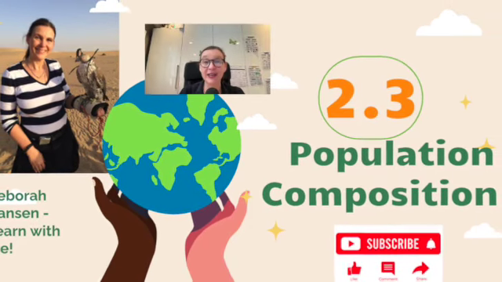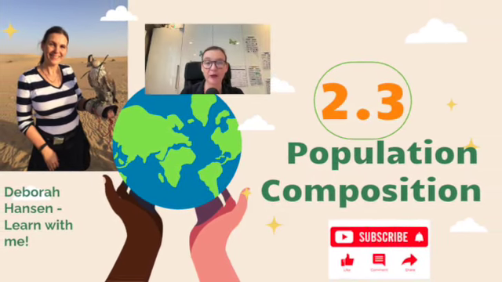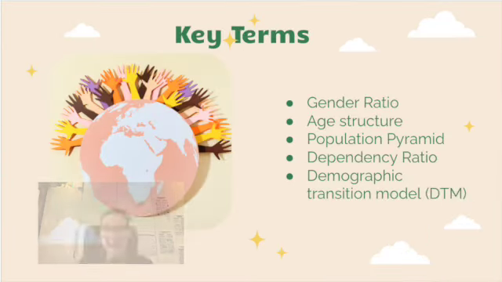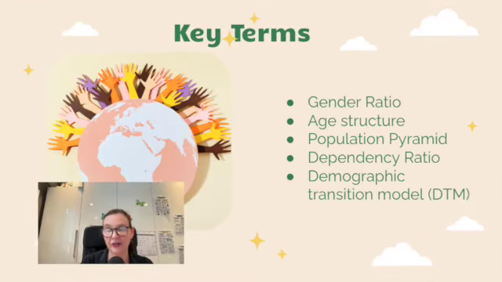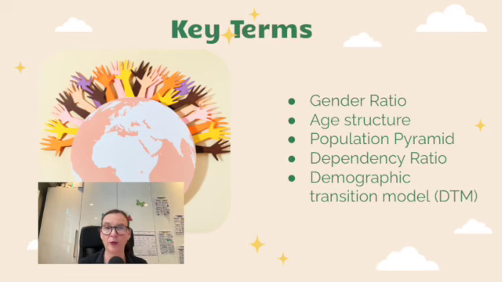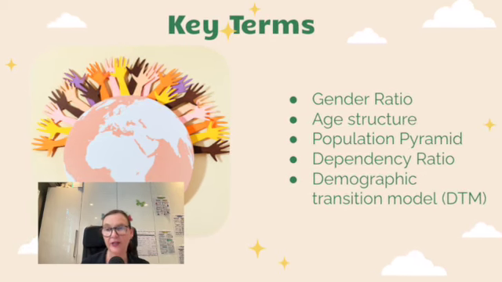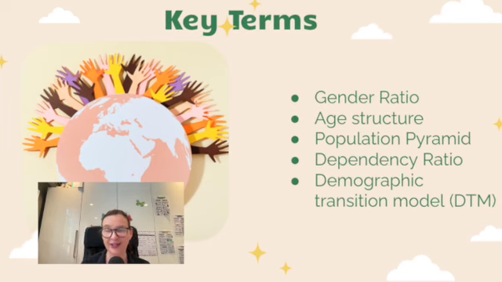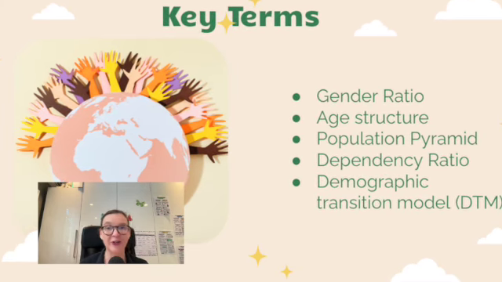I'm Deborah Hanson, and today we're going to look at AP Human Geography 2.3 Population Composition. On this slide, you're going to see the key terms that are important for this section of Unit 2. I'm going to make a separate video with examples, definitions, everything you need to know, but we will be talking about them in this video. Super important to know your key terms in AP Hug.